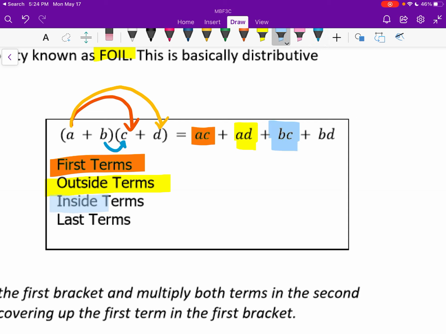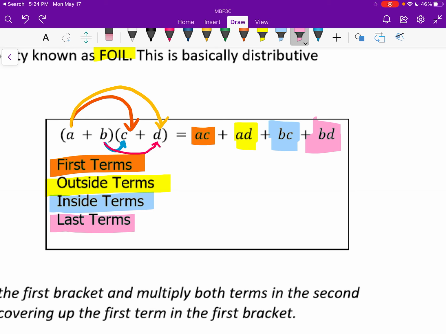So you have B and C. And then last but not least, you multiply the last terms by each other. So you take the B and you multiply it by the D over here. Right? So basically what you did was you took the first term, you multiplied it by both terms in the second binomial, then you took the second term over here and multiplied it by everything in the second binomial.